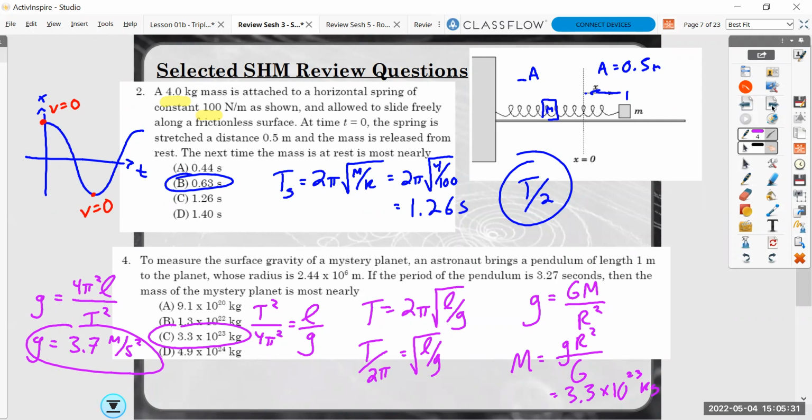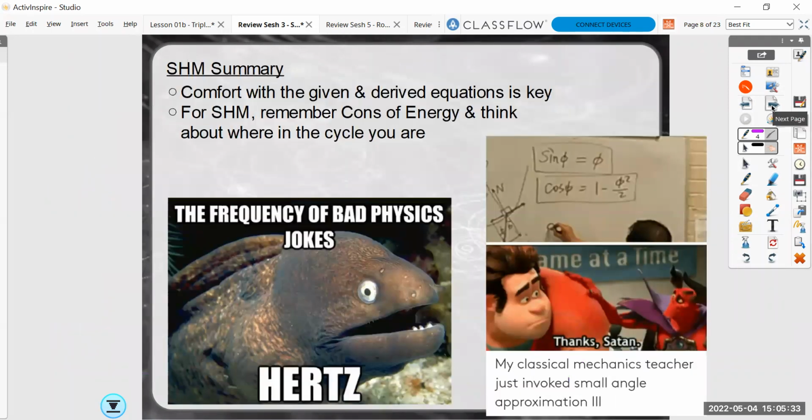All right, so moving on, just for simple harmonic motion, remember, you've got to think about conservation of energy and those sines and cosines, right? Where in the cycle am I? Is it all potential? Is it all kinetic? Am I at equilibrium? Because being comfortable with what parts of the cycle you have maximum velocity and what parts of the cycle you're at rest is going to be really, really critical.